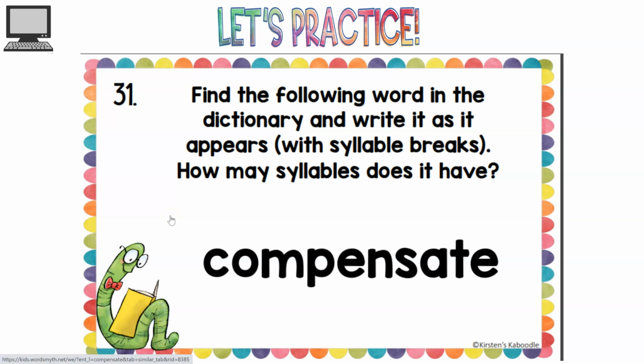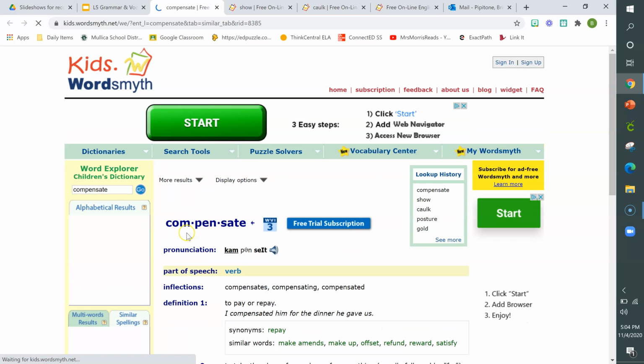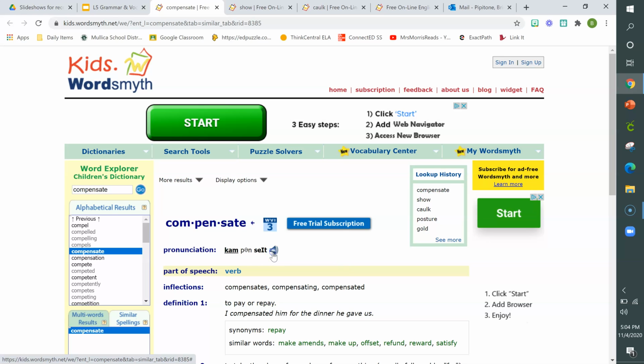All right, let's take a look at the dictionary entry together. I see that compensate is broken up with some dots here. Compensate. 3 syllables. I can see the word broken up into 3 different parts. I also see the pronunciation here below. Let's go ahead and listen to it. Compensate. Very helpful when I'm learning how to pronounce words.